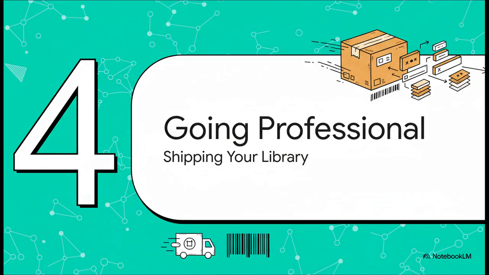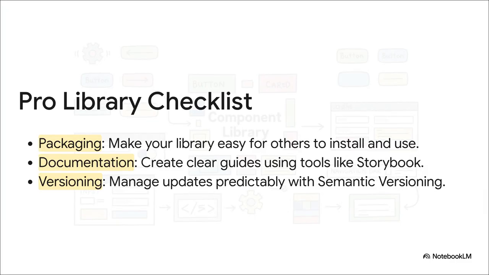Okay, so building these components is obviously a massive step, but to make your library a true success that people actually use, you have to treat it like a real product. And that means shipping it professionally so your whole team can easily get their hands on it. This really comes down to 3 key things. First, packaging. You've got to make it dead simple for other developers to just install and use it. Second, documentation. Because if people don't know what components even exist, they're not going to use them. Tools like Storybook are absolutely essential for this. And finally, versioning. You need a disciplined system so that teams can adopt your updates safely without breaking their apps.